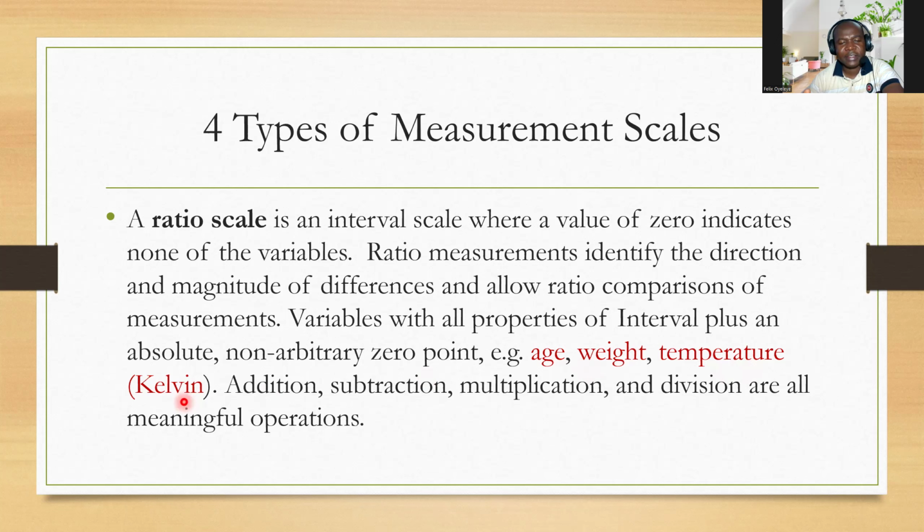Now, in this case, there's no arbitrary 0 point. It means it starts from a particular place. You can't have somebody with minus 10 years, minus 50 kg. No. So it has a non-arbitrary 0 point, unlike the interval scale, where the 0 point is arbitrary. It could take place at any point in your scaling.